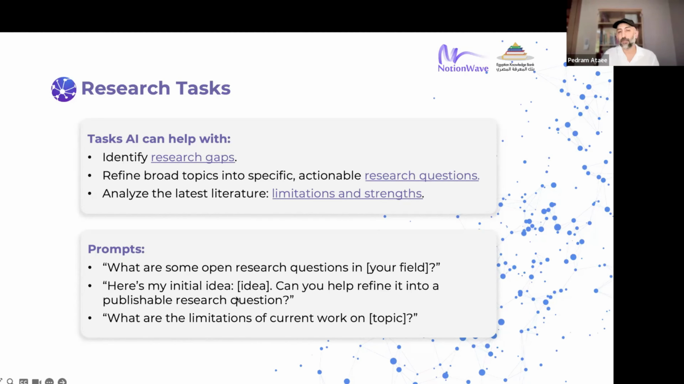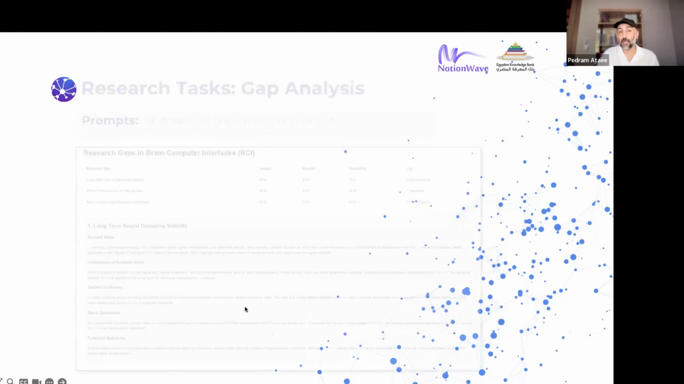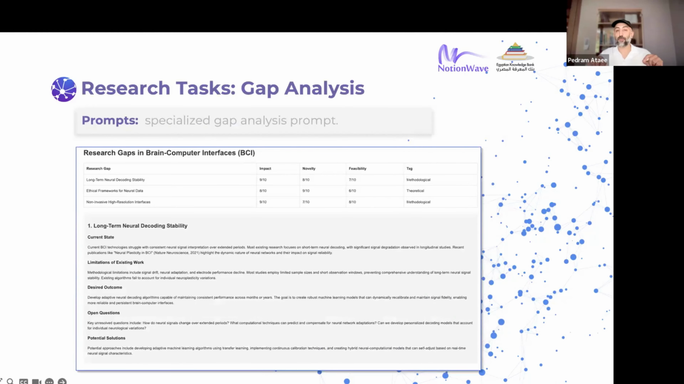For example, these are very simple prompts. I'm not going to go through them because maybe it's not very effective, but this is very much a sample. In this slide, I'm showing you a result of gap analysis based on a very complicated prompt that we wrote and ran to analyze a big pile of articles and get back a very structured response in the way that I, as a researcher, need.